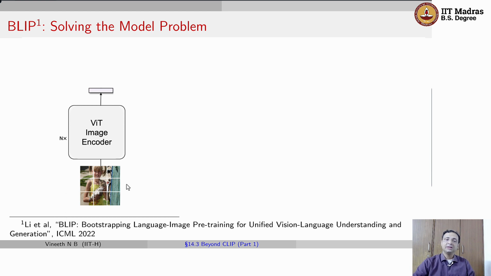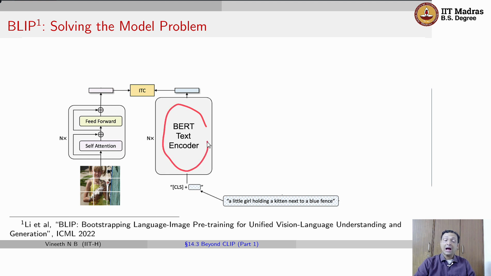So given the image broken down into patches into a standard ViT encoder, which has n such transformer blocks, we get an image embedding as the output of this encoder. The ViT here has the standard self-attention modules and the feed-forward modules.